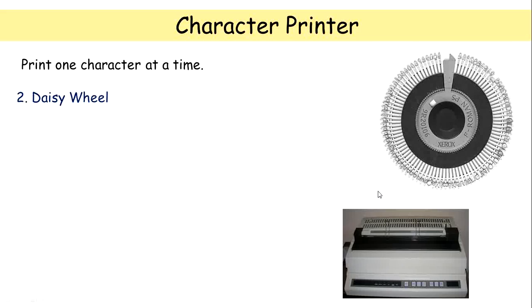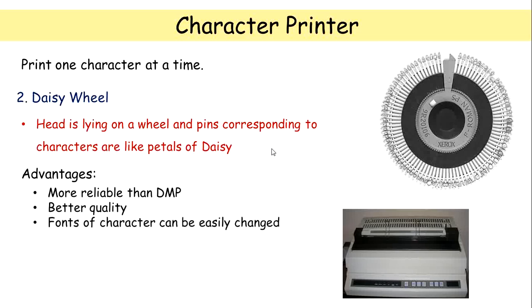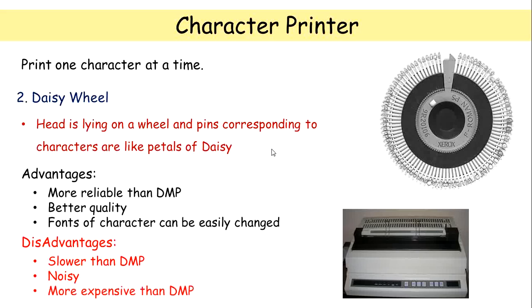Another example of character printer is daisy wheel. Daisy wheel printer looks like this picture, and its head is laid on a wheel and pins corresponding to characters are like petals of a daisy. Advantages are more reliable than dot matrix printer, better quality, fonts of characters can be easily changed. Disadvantages are slower than dot matrix printer, noisy, more expensive than dot matrix printer.